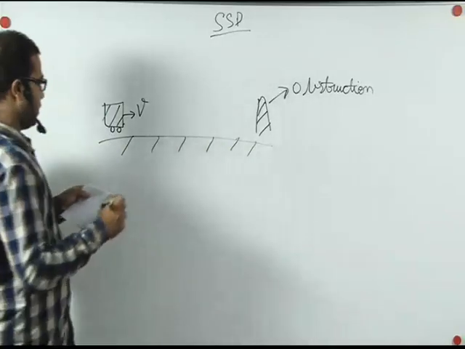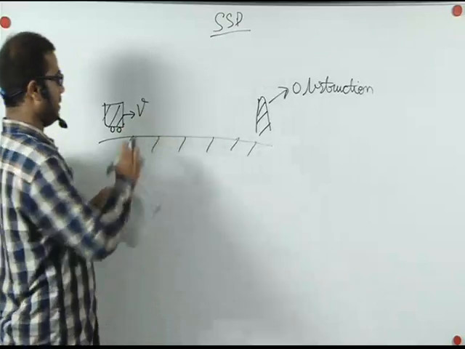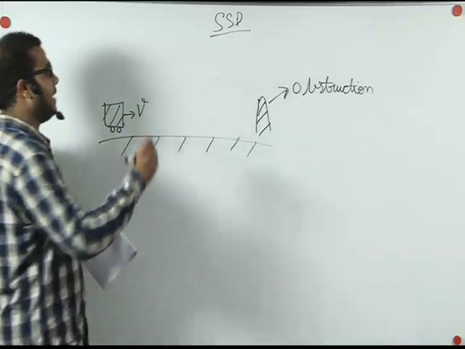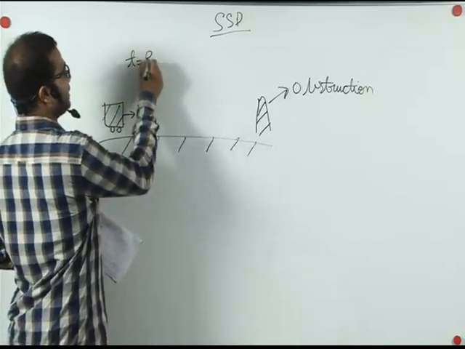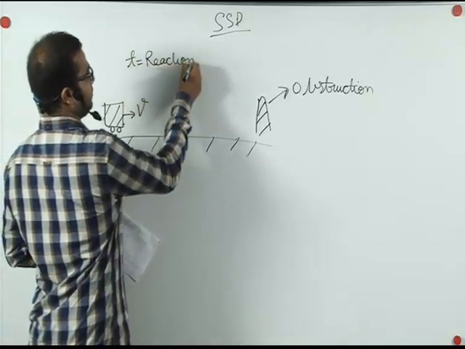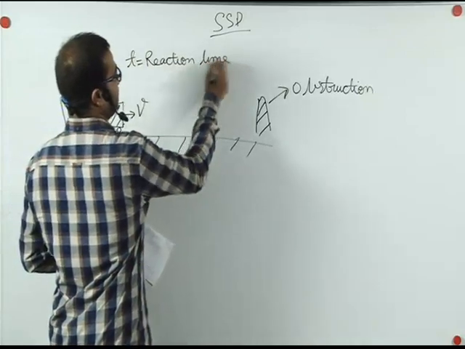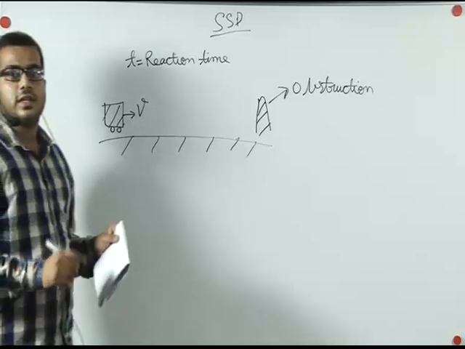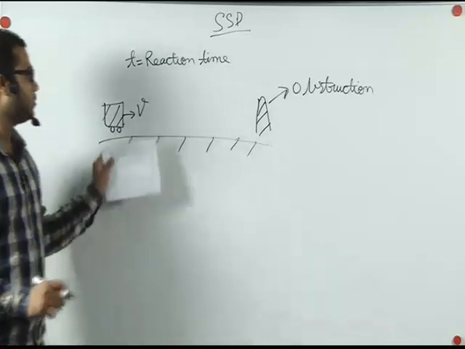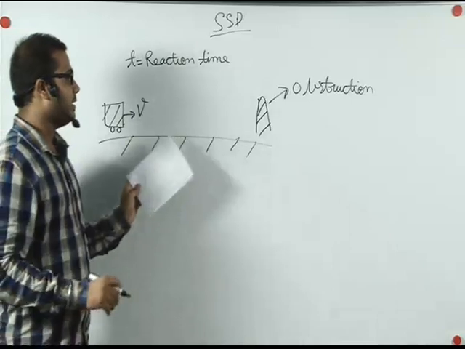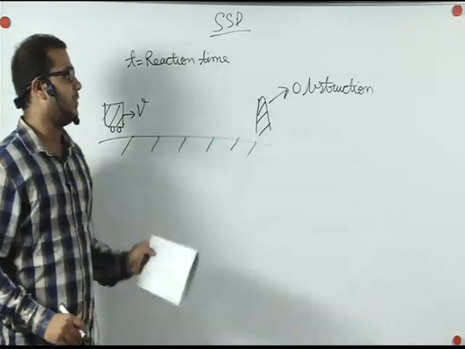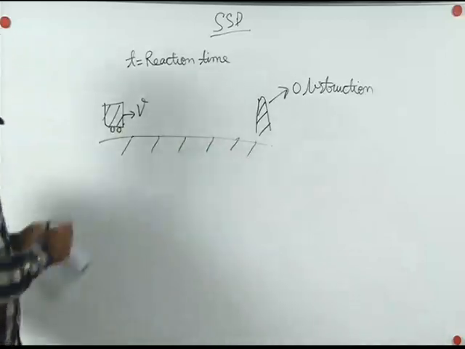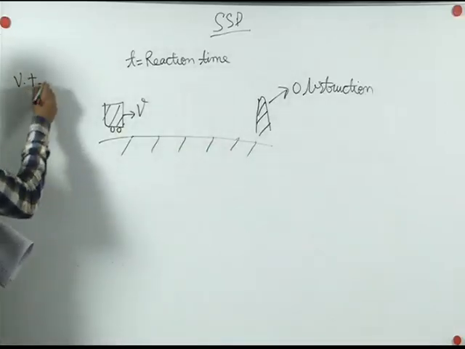So suppose this vehicle is moving with this velocity v, and it requires a time t, which is known as reaction time. This is the time in which the driver feels that he needs to apply brake so that he will stop and prevent collision with this obstruction. So as we know that velocity into time is distance.